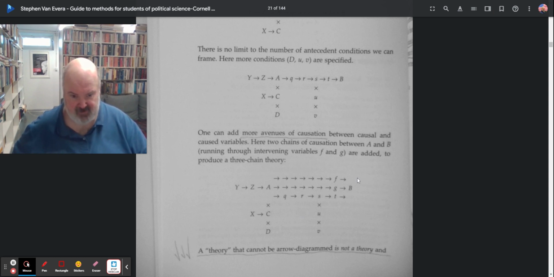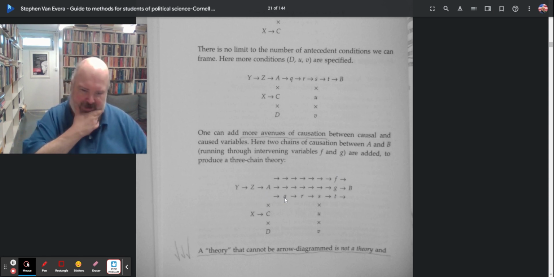A goes to F, then affects B. In other words, it goes this way, then this way, this way, this way. Then, this is a multiple, what we call avenues of causation.